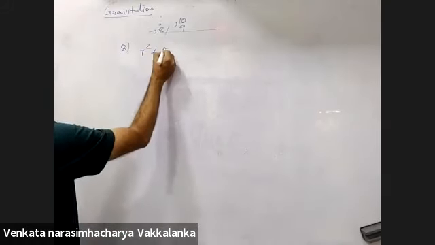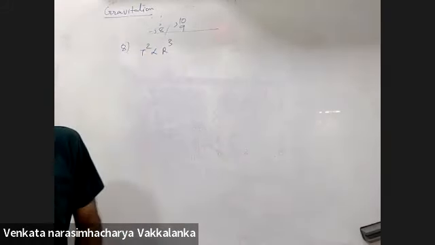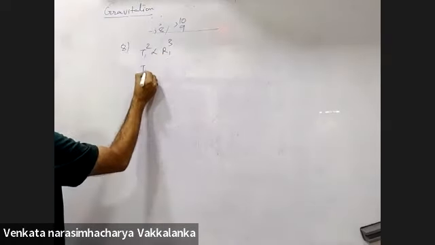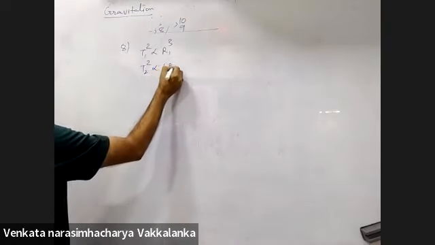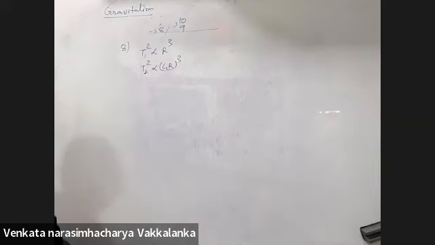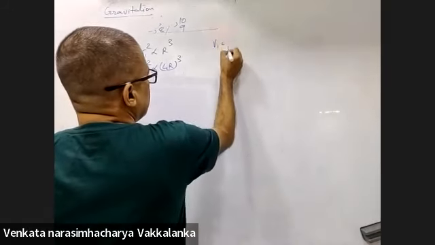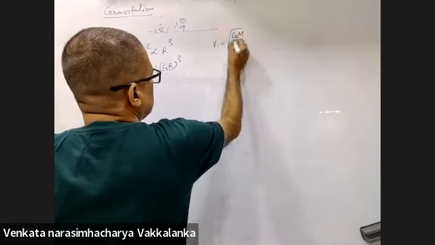T square is directly proportional to R cube, that is my first relation. The ratio of the periods of revolution has been asked. T1 over T2 squared equals R over 4R whole cube. Agreed. Their velocities are in the ratio: velocity V1 is root over of GM by R.